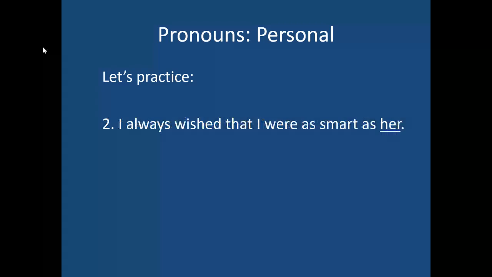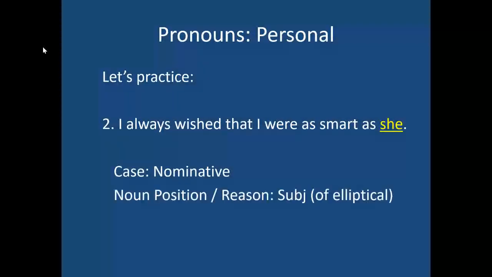Next one. I always wished I were as smart as her. Well, that's wrong. We should use the word she. And we know that now because this is a nominative case pronoun and it's actually the subject. It's the subject of the elliptical, meaning the sentence continues. And we're saying, I always wished I were as smart as she is smart.